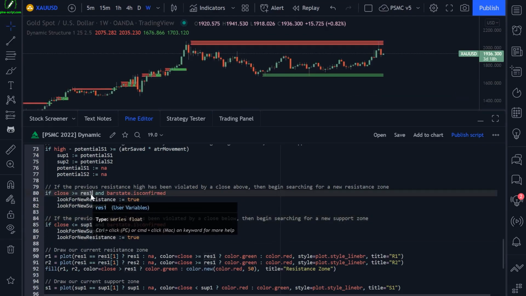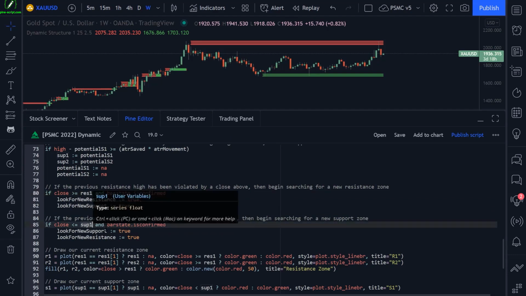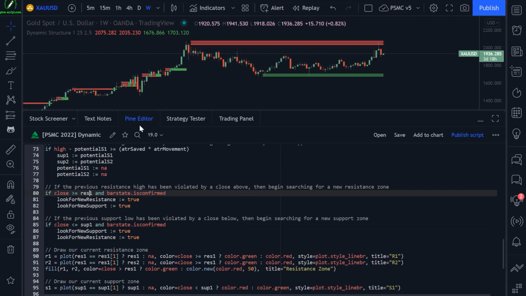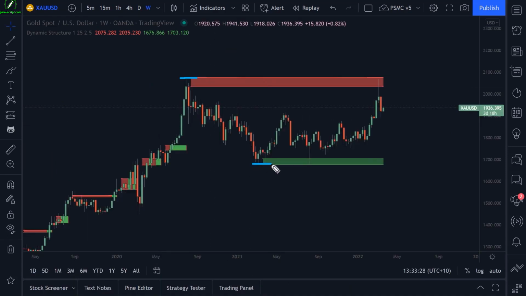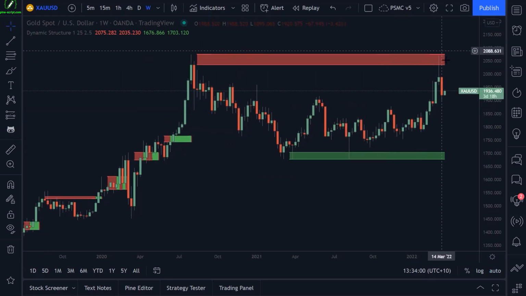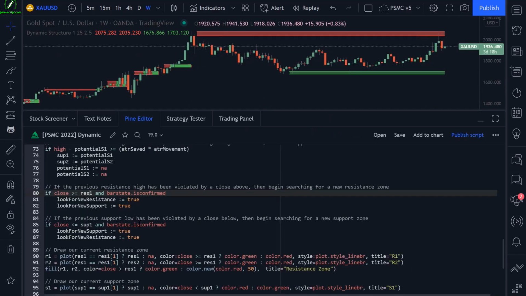One checks for a violation of resistance, one checks for a violation of support, and we're looking at sup1 and res1 here, which is the wicks of those zones. So we need to see a close below the wick in order to consider the zone violated. So if this high had poked out of the zone a little bit, that wouldn't matter. The zone would continue drawing. We need a close outside of these zones in order to consider them violated.